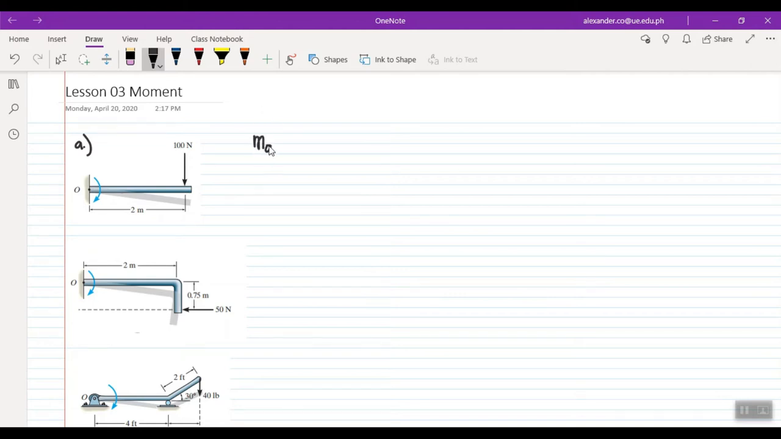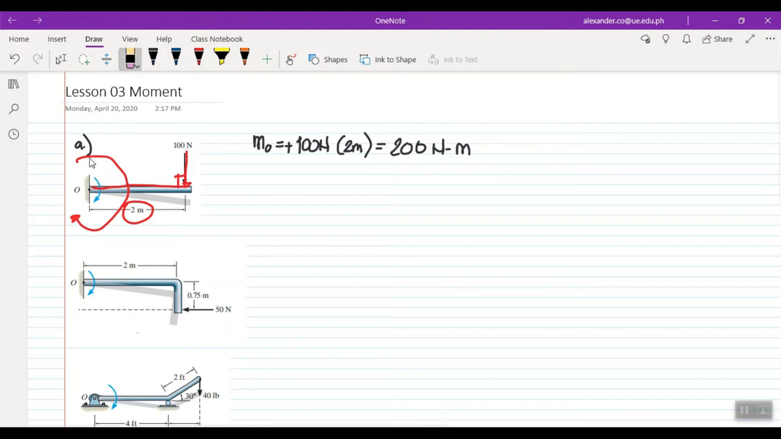What is the moment of a force using 100? So, moment at point O is equal to force. What is the force? 100 Newton. What is the perpendicular distance? Again, this should be the perpendicular distance. This is the force, so this is the perpendicular distance. How much is that? 2. So, times 2 meters. What is the rotation? Clockwise or counterclockwise? Clockwise, so that is positive. So the answer is 200 Newton meter. Okay? Is that clear? It's easy, right? It's force times the perpendicular distance.